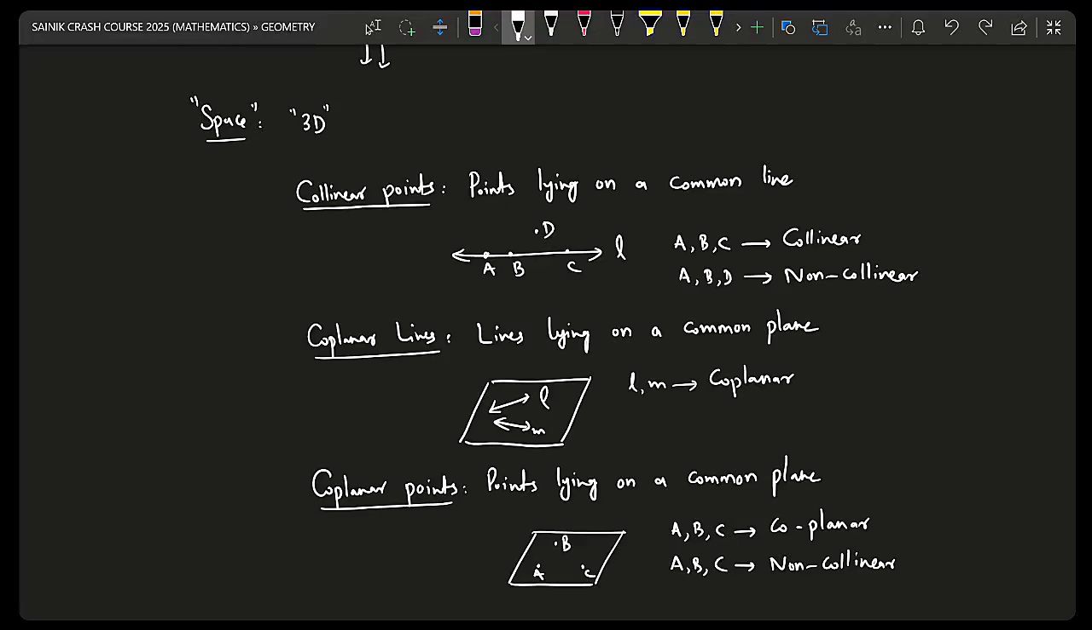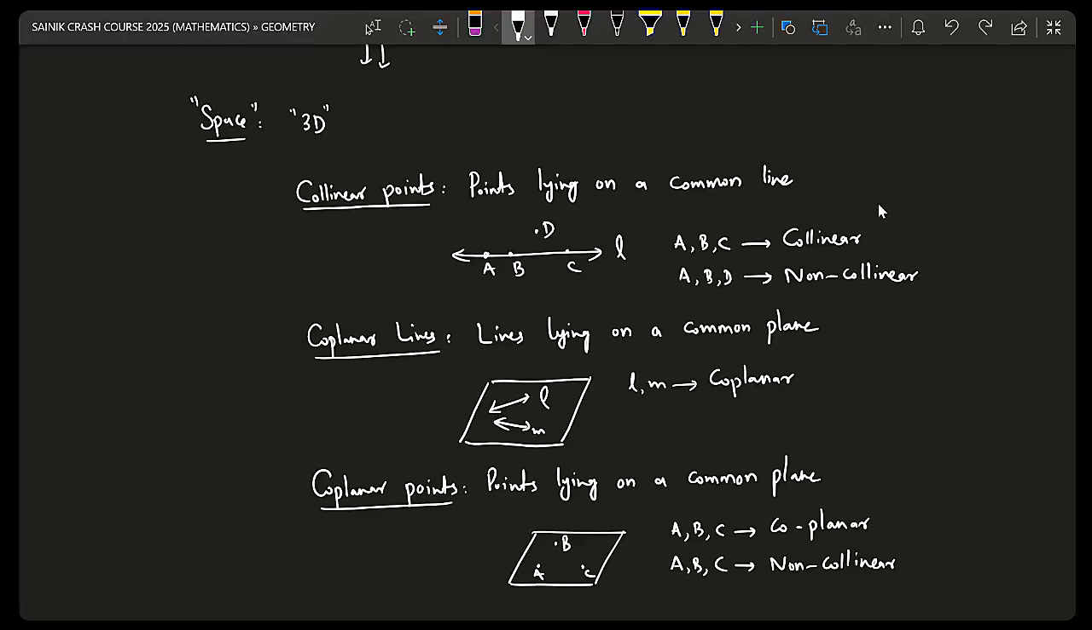But just now I asked Jeshvi, are they lying on the same line? No, sir, that's why they are non-collinear. That's it. If they are lying on the same plane, you call them coplanar. If they are lying on the same line, you call them collinear. They are coplanar, but they are non-collinear.